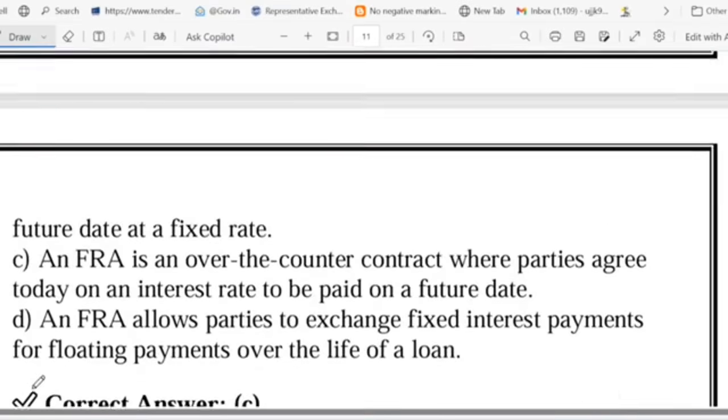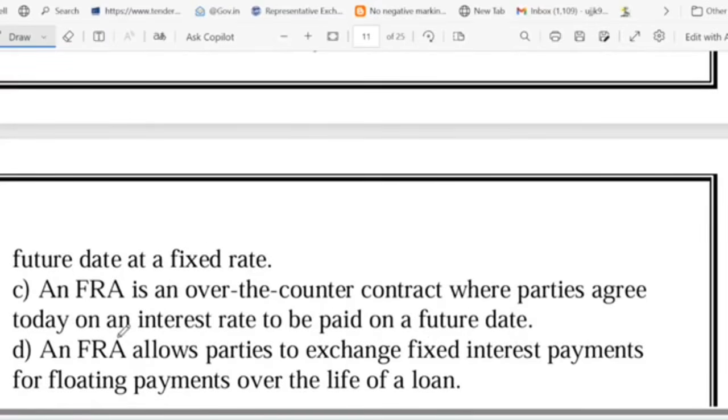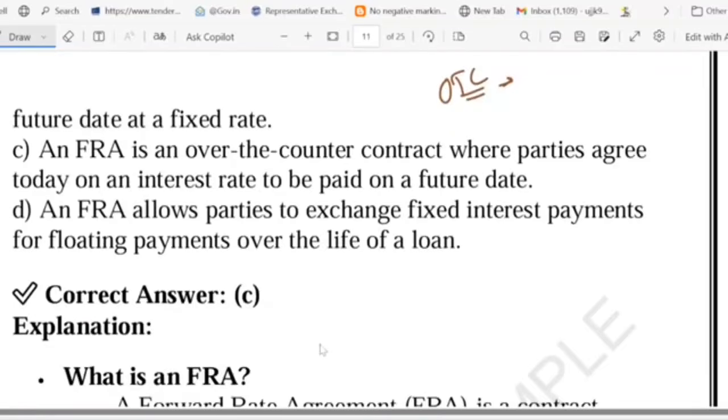Option C. It is an over-the-counter contract where parties agree today on an interest rate. Yes, this is correct. It is a kind of private OTC contract, where the two parties agree today what the interest rate will be for a loan or deposit that starts in the future, customizable. Option C is the correct one. Option D, it allows parties to exchange fixed interest payments. That is wrong. That describes the IRS, interest rate swap, not an FRA.